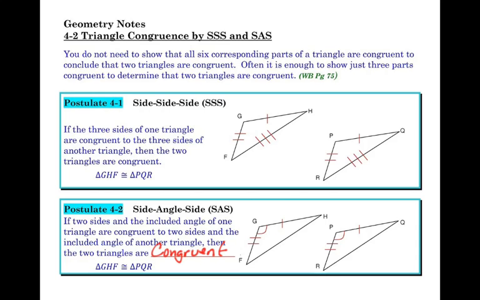So our first postulate, and remember postulate means something we assume to be true, is called side, side, side. Simply put, if all three sides on one triangle are the same as all three sides on another triangle, then those triangles have to be congruent.